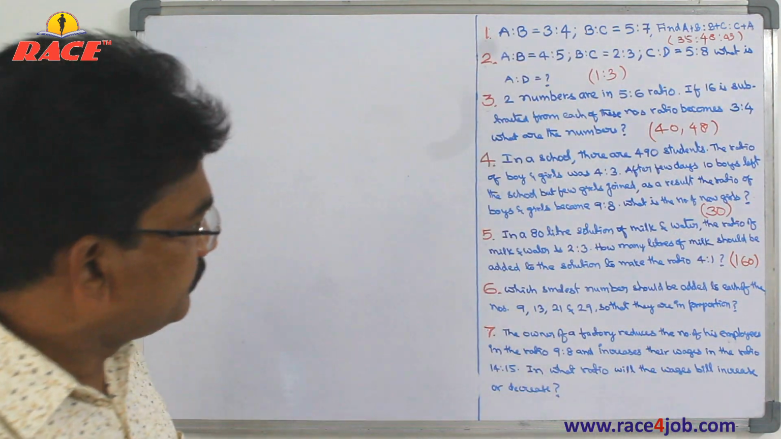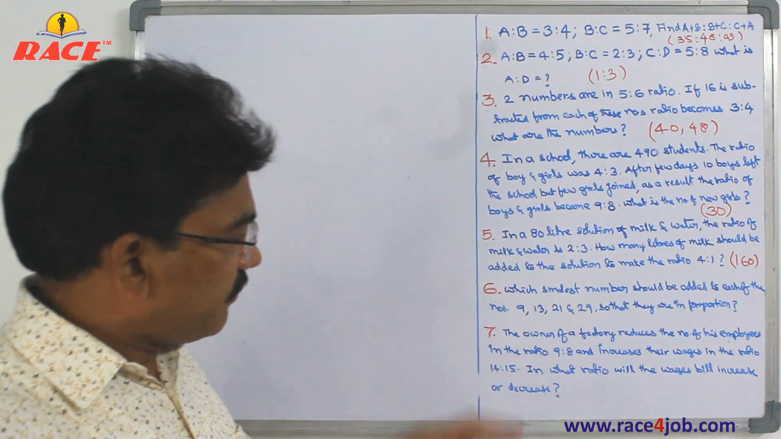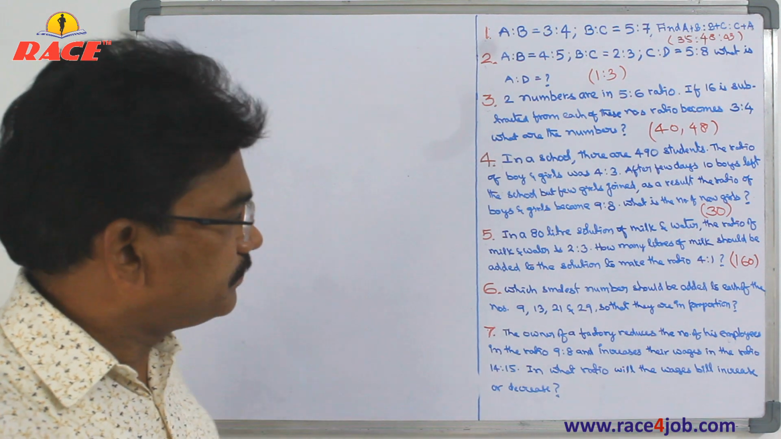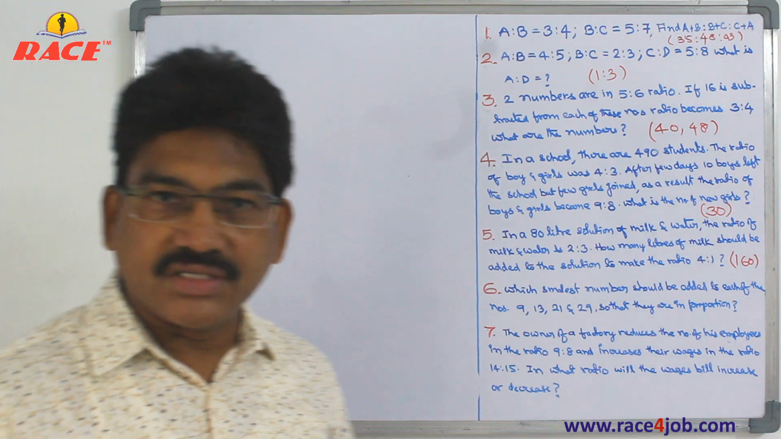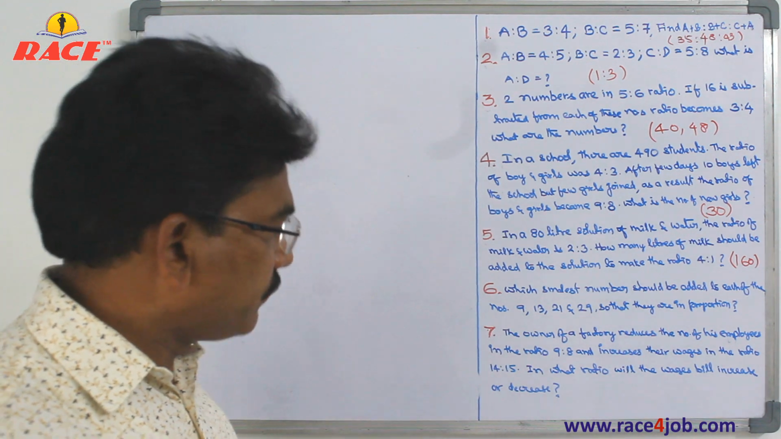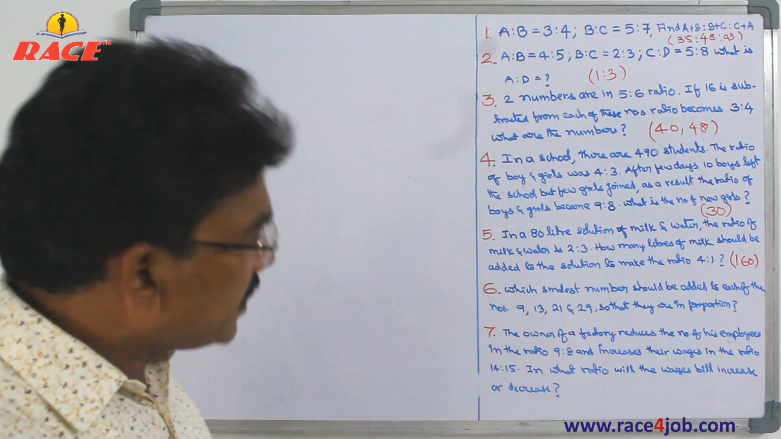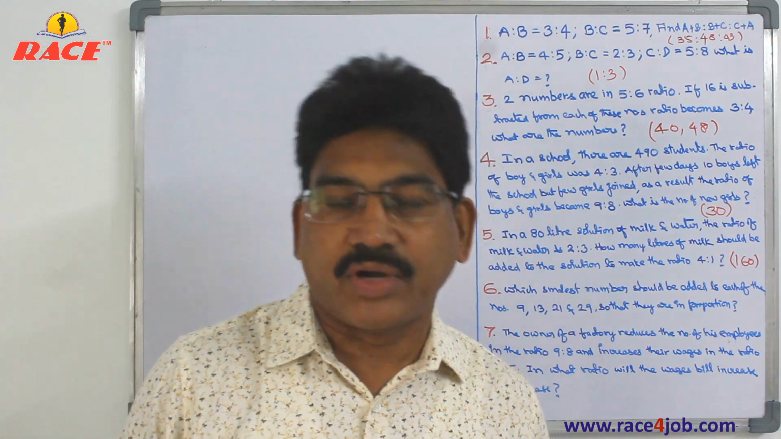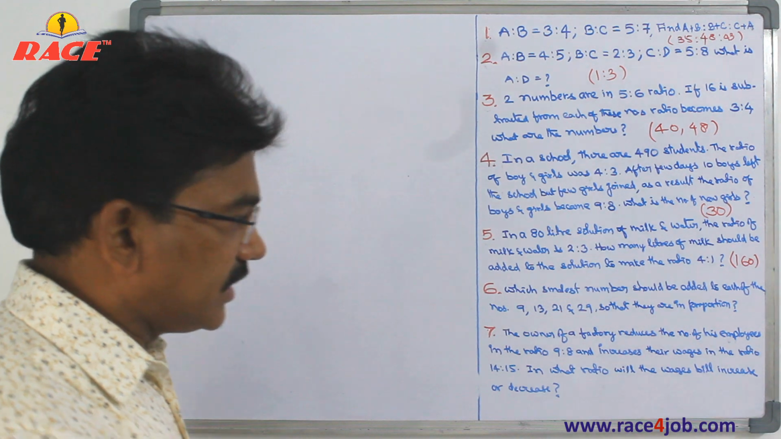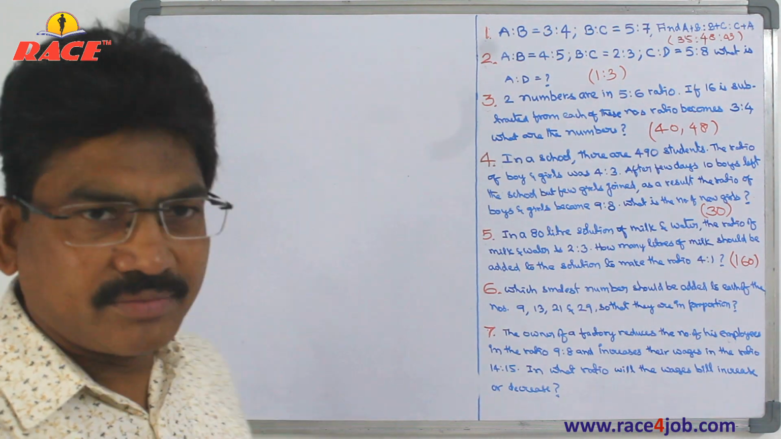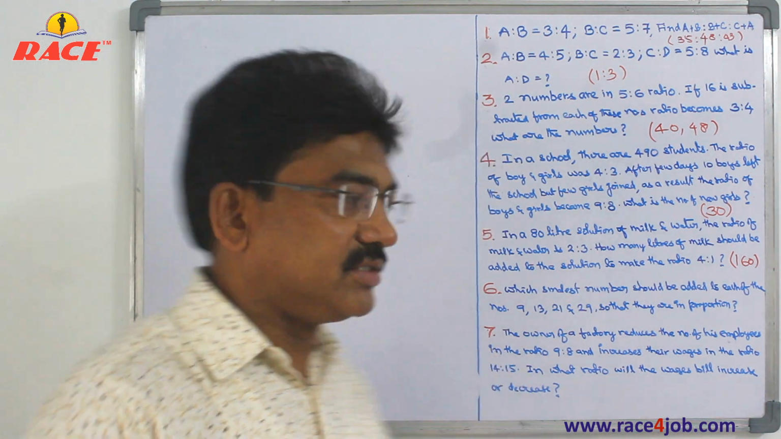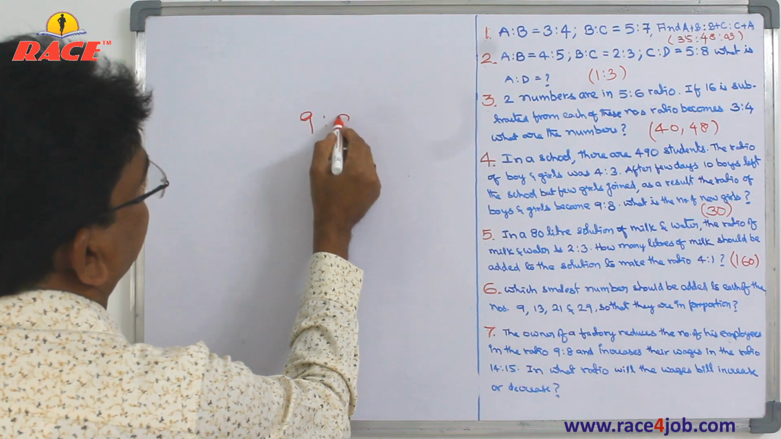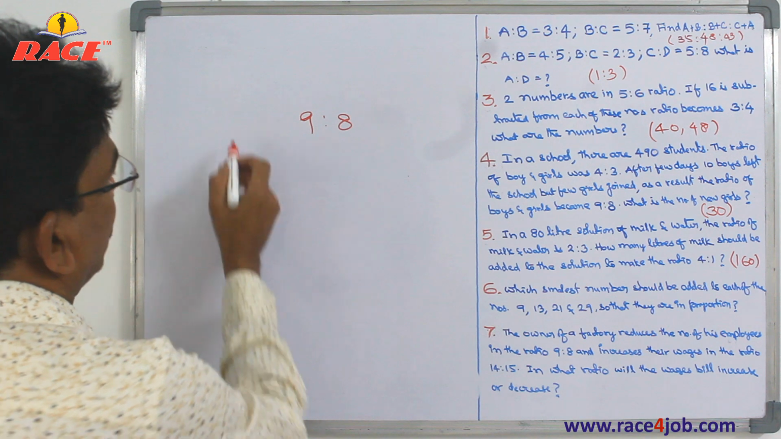Yeah, the last one. The owner of a factory reduces the number of his employees in the ratio 9:8 and increases their wages in the ratio 14:15. In what ratio will the wages increase or decrease? Okay. What he said, some employees are there with him. In what ratio he reduced his employees? 9:8. Okay, employees.